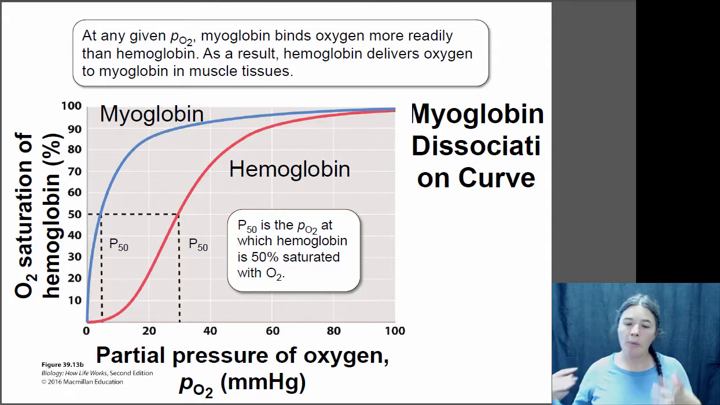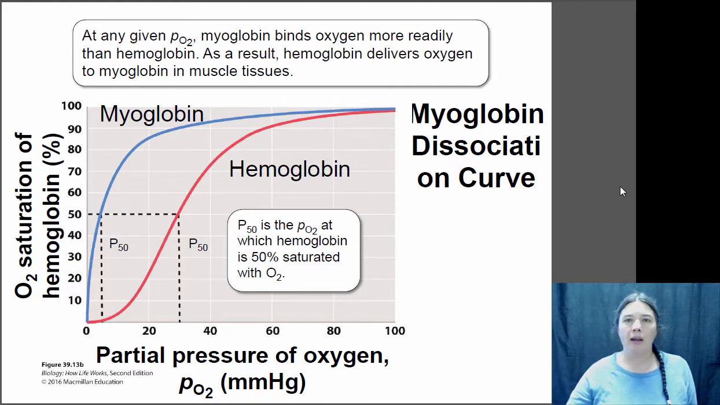And myoglobin will only let go of that oxygen when the partial pressure gets very low. So when there's very little oxygen. So that means that it's stored in there in your muscle until your body needs it. And then when the partial pressure gets very low in your muscles, then it'll release that oxygen and allow your muscles to keep functioning. Okay, that kind of makes sense?